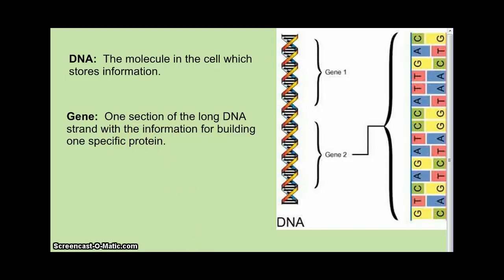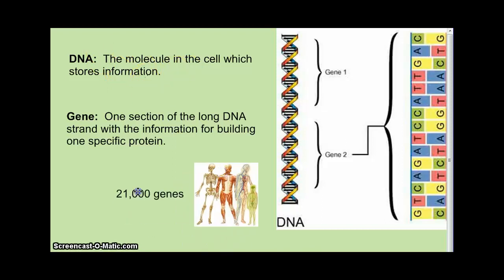And your DNA has many genes. For a long time, we thought you might have over 100,000 or more because you have that many different kinds of proteins, which is what the information is for building. But recently, science has found that in the human body, there's probably about 21,000 genes, or individual statements along this strand of DNA, that help your body understand how to complete the functions it needs to complete.